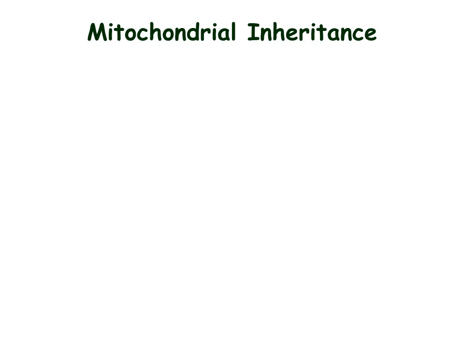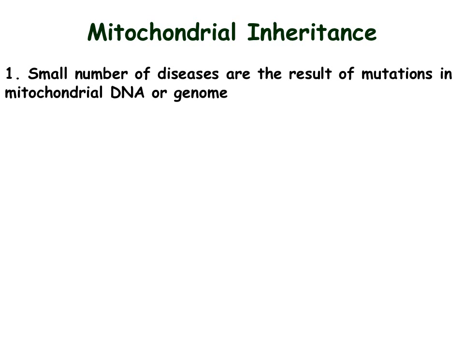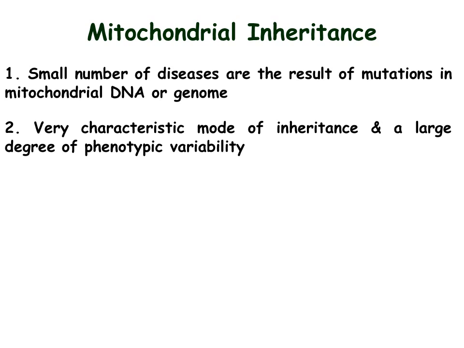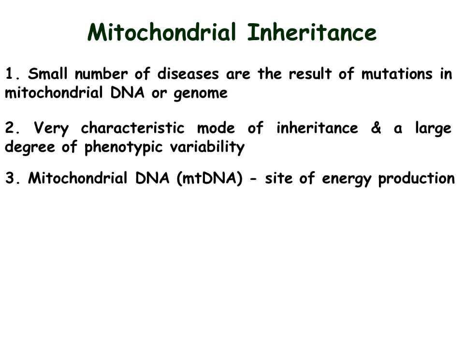Well, you'll be happy to know the final inheritance pattern that we're going to talk about is mitochondrial inheritance. Now, there are some rare diseases, but they are being recognized more often these days because we are more aware of them than we used to be. And they're the result of mutations in the mitochondrial DNA. Mitochondria have their own DNA or genome. And it also has a very characteristic mode of inheritance. You're going to love it when you see the pedigree on this one. But it also has a very large degree of variability of disease expression.